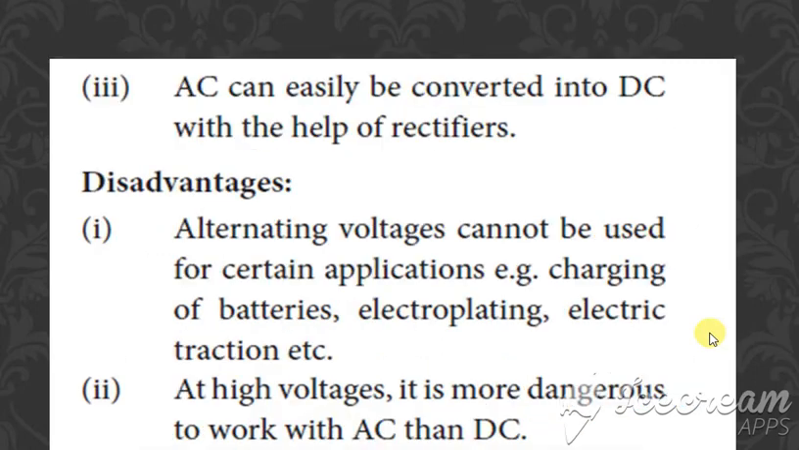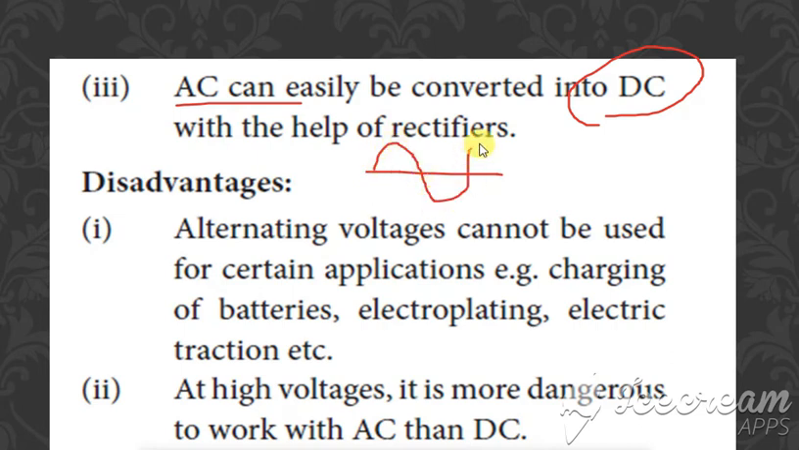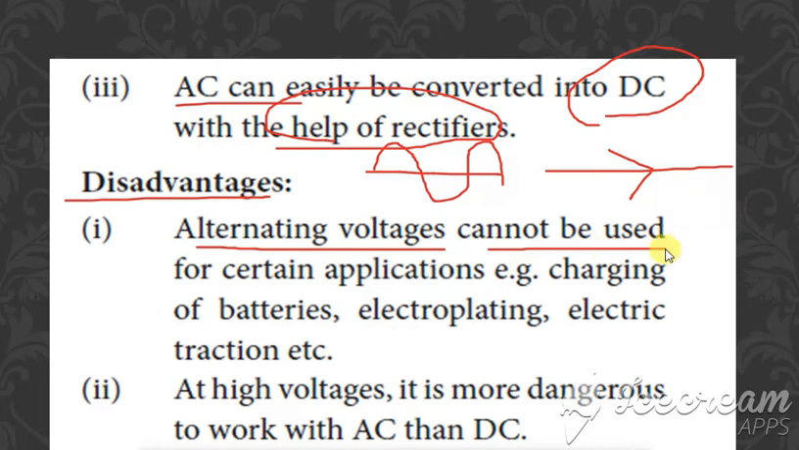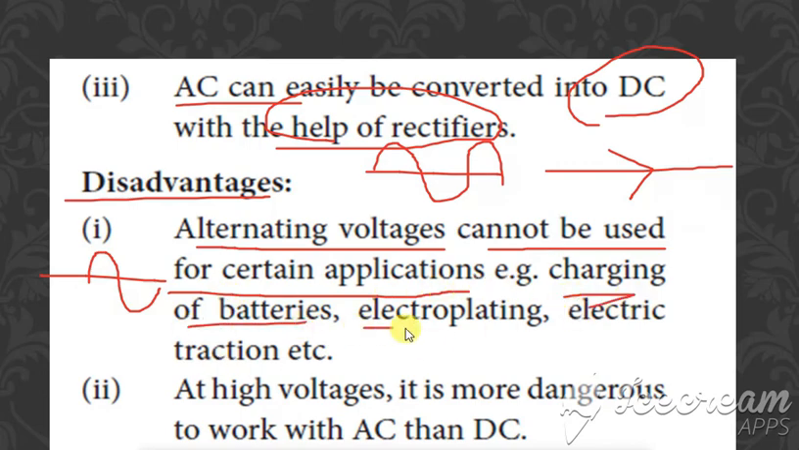The third point is that AC can easily be converted into DC with the help of rectifiers. AC is alternating current, and this alternating current can be converted into direct current easily with the help of rectifiers. Then the disadvantages: alternating voltages cannot be used for certain applications like charging of batteries, electroplating and electric traction. For these processes we cannot use AC; we can use only DC, direct current.